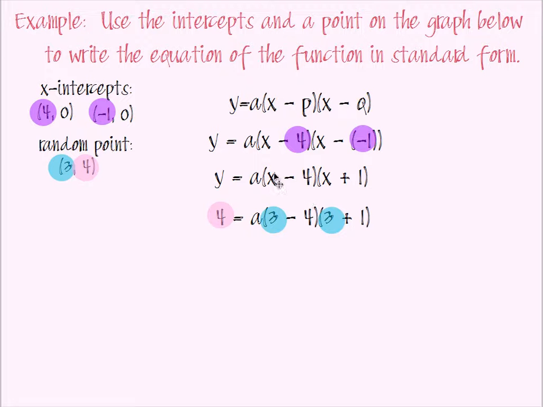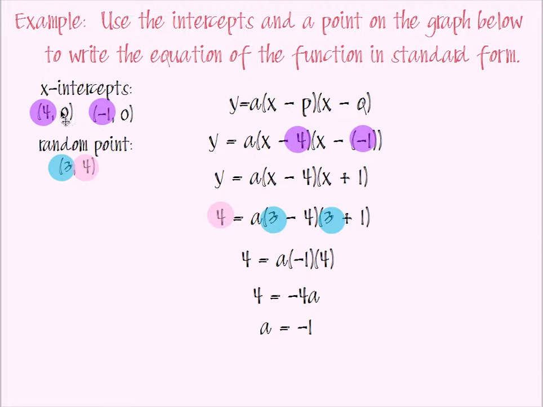The reason I had this line in between is because the double negative here became a positive. Then I can take 3 and put it everywhere I had an x, and 4 and put it where I had a y. Now I'm going to do a little bit of simplifying. In my parentheses, 3 minus 4 gives me a -1, and 3 plus 1 gives me a 4. A times -1 times 4 gives me -4a. And when I divide both sides by -4, I get a is -1.